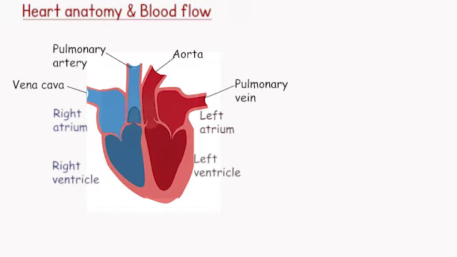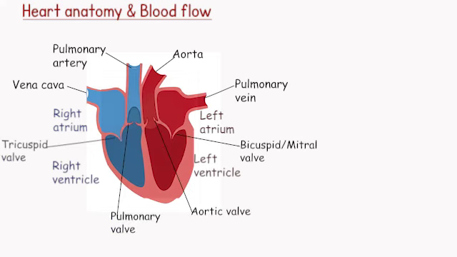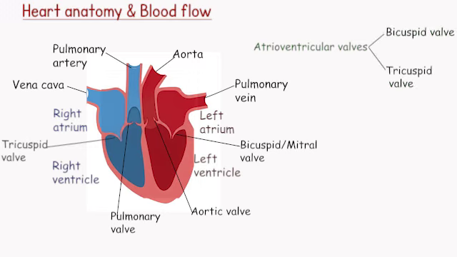So the valves, all of them, open and close due to pressure changes in the heart due to the contraction of the atria and the ventricles, and they ensure one-way movement of blood, so they prevent backflow of blood. And these valves, we know, are also found in our veins and the lymphatic system. Now, an important thing to know about valves is that they are categorized into two. We have the atrioventricular valves, and these include the bicuspid or mitral valve and the tricuspid valve.